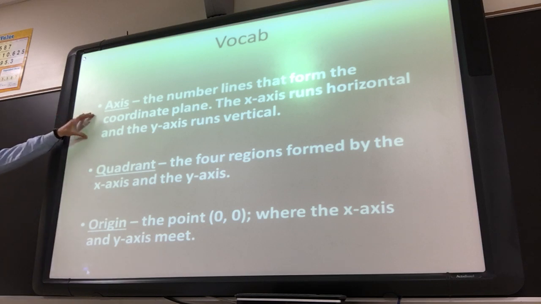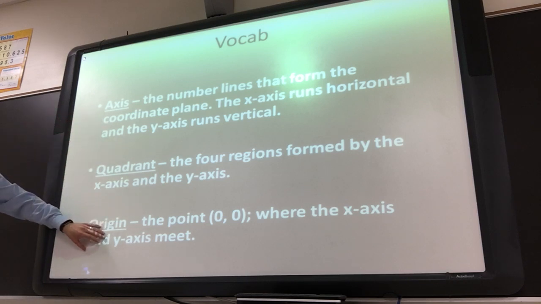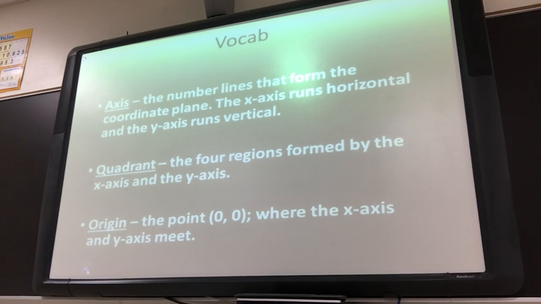And they intersect where they both equal 0, which is what we call the origin, which is the last word down there. That's the point 0, 0. X is 0, y is 0. It's where those two x and y axes meet. And then the x and y axes, their intersections form 4 quadrants of this coordinate plane. So there's some things we'll talk about that deal with all 4 quadrants in a second.